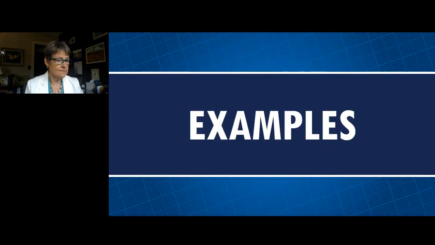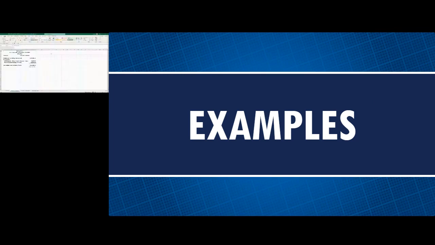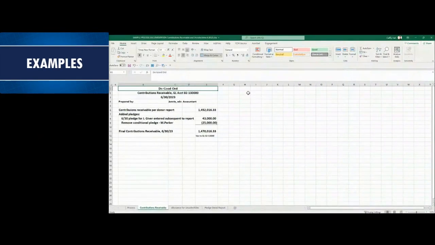So let's take an example. I'm going to share my screen here. Here is an example of the do-good organization's contributions receivable that they do every year end. They're reconciling their contributions receivable from their donor report. And as you can see, we've made a couple of adjusting entries to that, and we're coming up with a final contributions receivable amount, which should tie to this general ledger account.